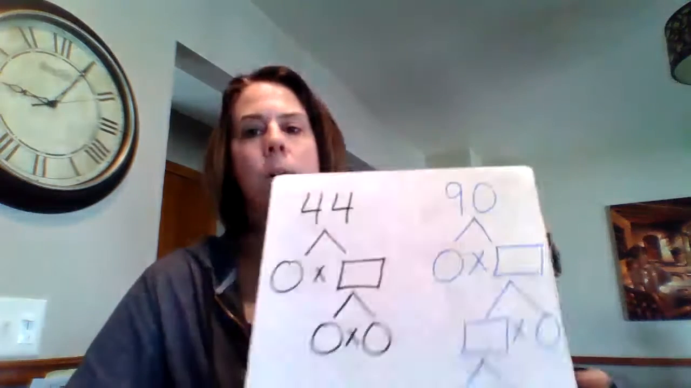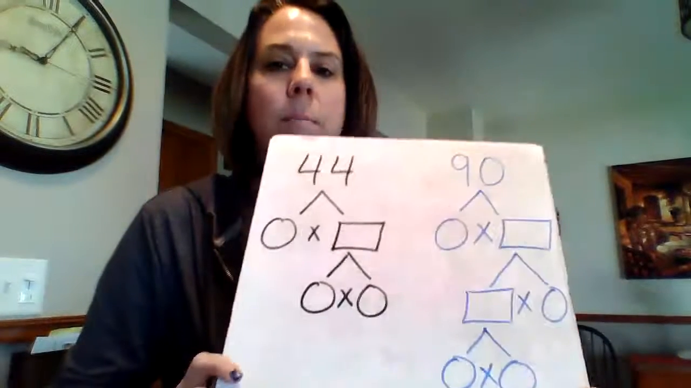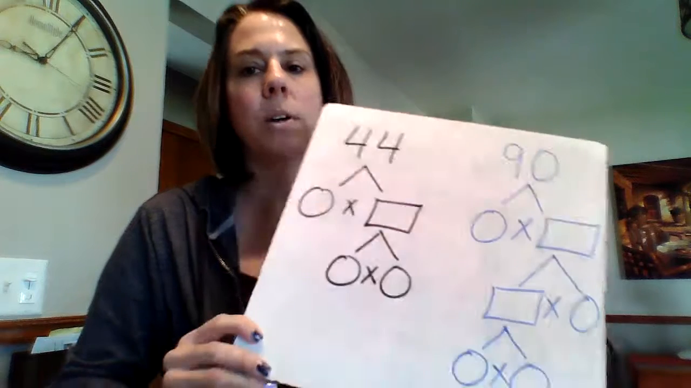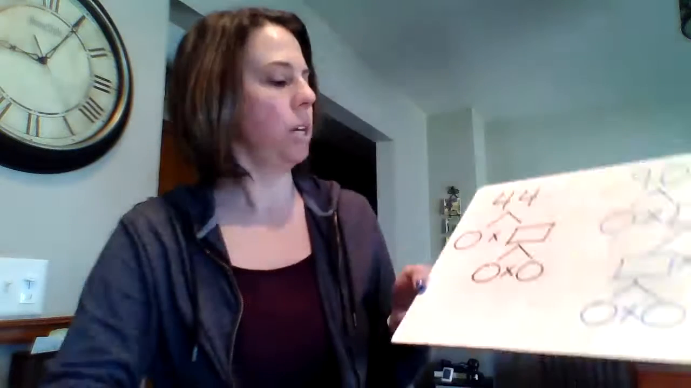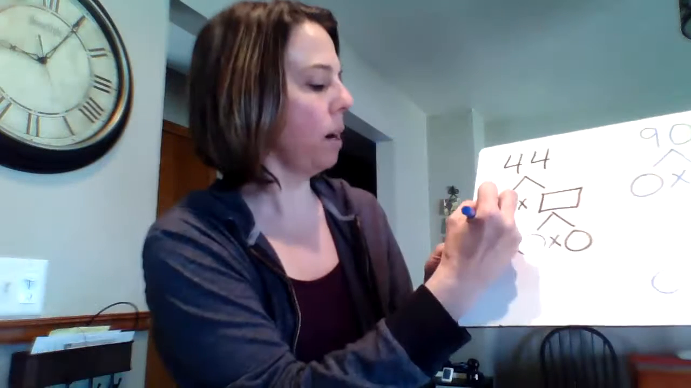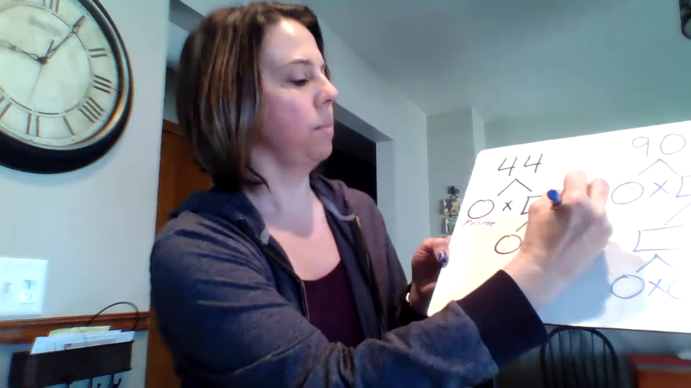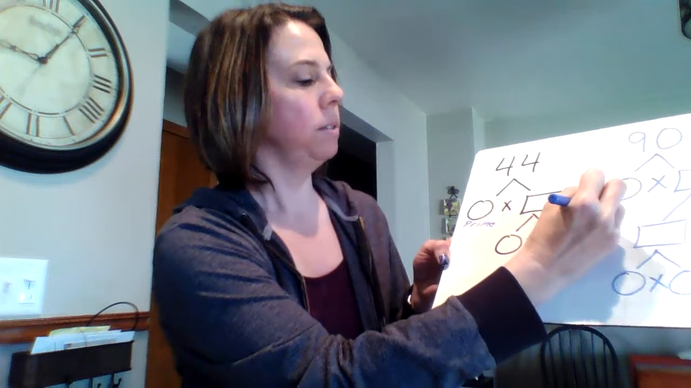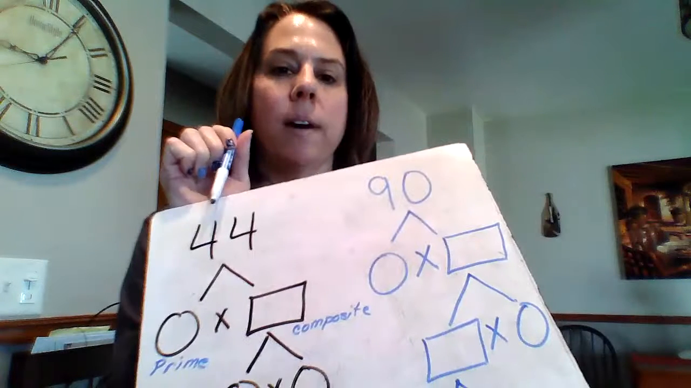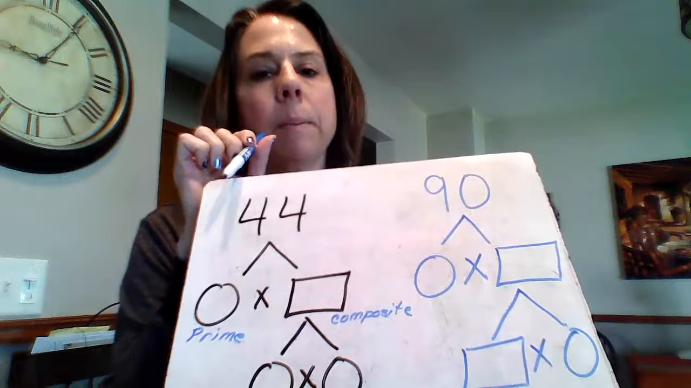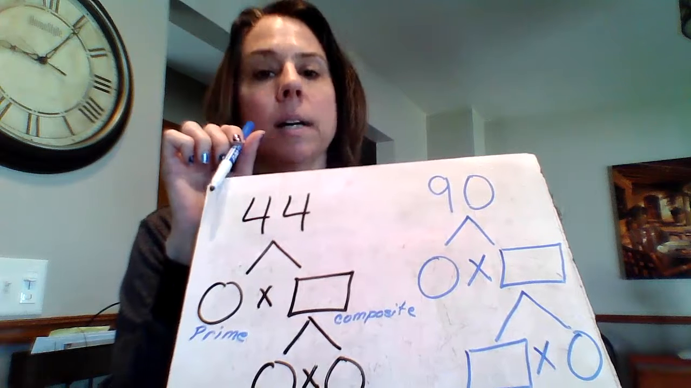So one of the sheets that you may have seen at home has problems looking like this. So we're going to go through the first one first. And as it says on the directions, the circles are the prime numbers and the squares are the composite numbers. So normally when we do factor trees, we can look for any way to factor 44. So you could do 2 times 22. You could do 11 times 4.